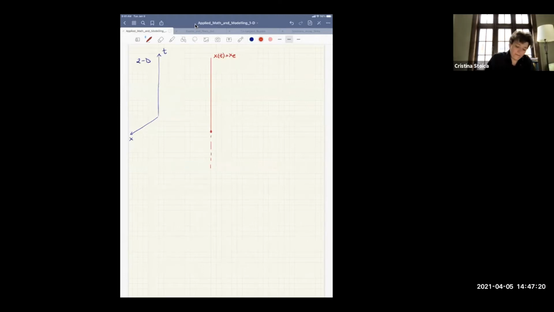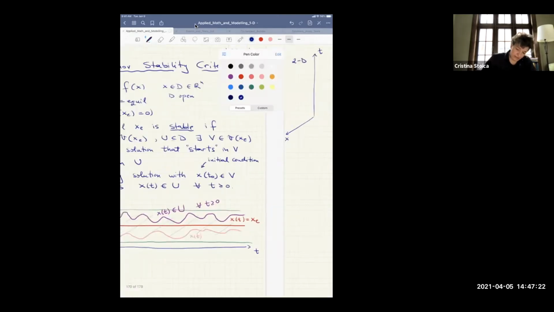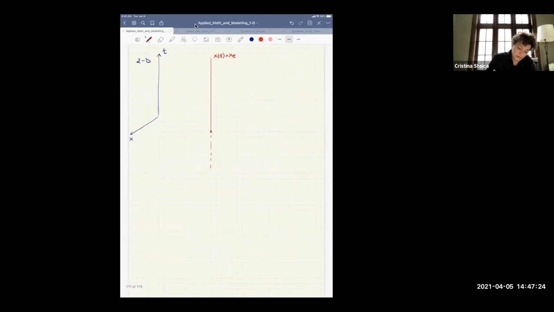And now whatever neighborhood, let's see, what color did I do? Green. Whatever neighborhood I take of this equilibrium, so here is a neighborhood, I'm just making this. When we say neighborhood, it is like a tube now. It was a slab in 1D, in this case it is like a cylinder, so it surrounds this equilibrium.